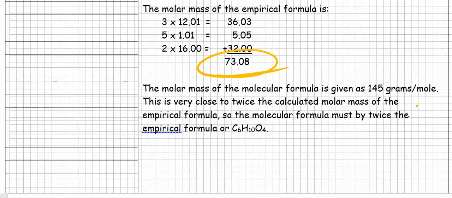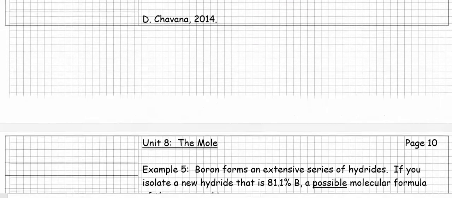Well, it's about twice the empirical formula. So 145 is about twice 73.8. So what I'm going to say is that the molecular formula is twice the empirical formula, or this value, C6H10O4, and that'll do it for that example. That's how we arrived at that molecular formula.